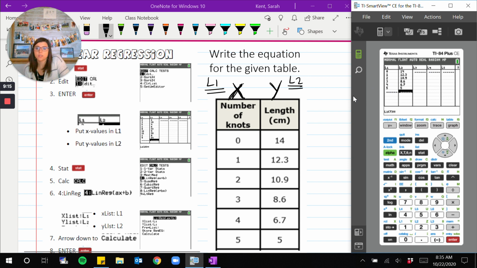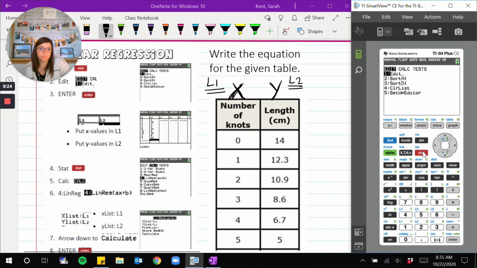Now we're down at step 4. We want to press stat again. It's not alpha, not X, but it's this third button. I'll press stat. And now I want to arrow over to calc. I'm going to go over to where it says calc. And I want number 4, linear regression, LinReg. So I'm going to go down to number 4 and press enter.